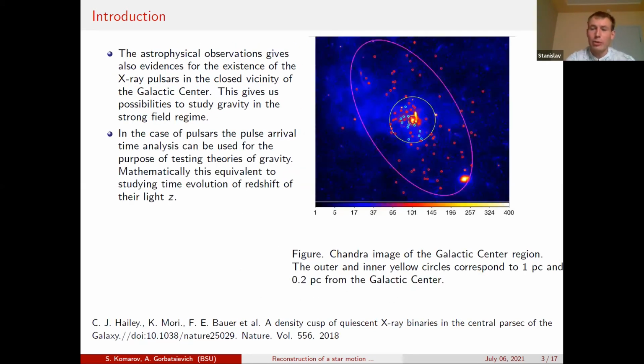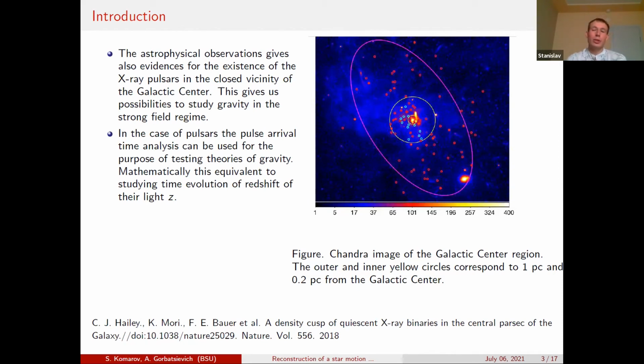And apart from the stars of the S cluster, there is a large population of pulsars, X-ray pulsars, near the galactic center. This image from Nature shows non-thermal sources of radiation presented as blue circles. They correspond to radiation of accreting neutron stars. Most of these can be seen as pulsars.